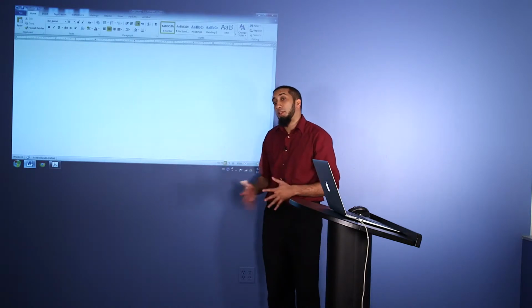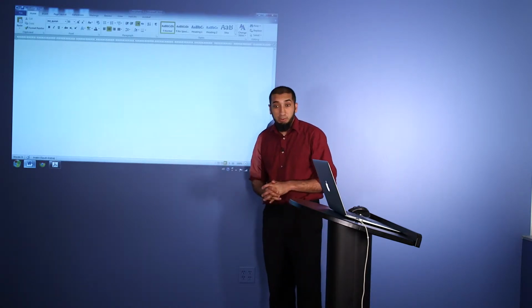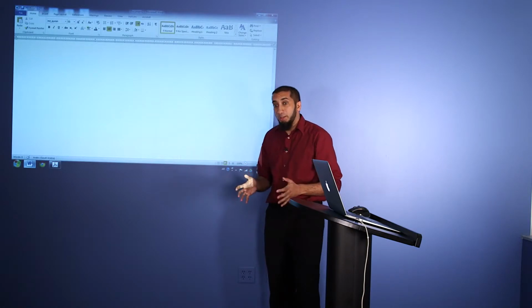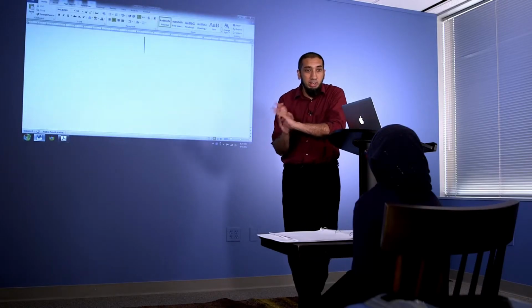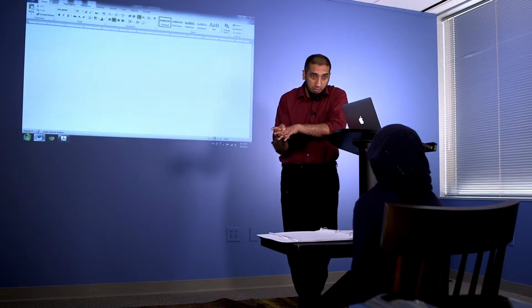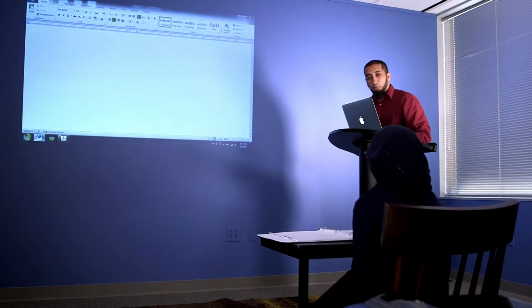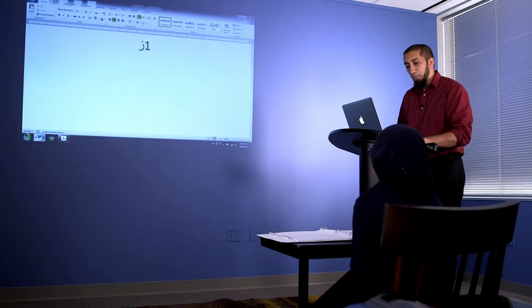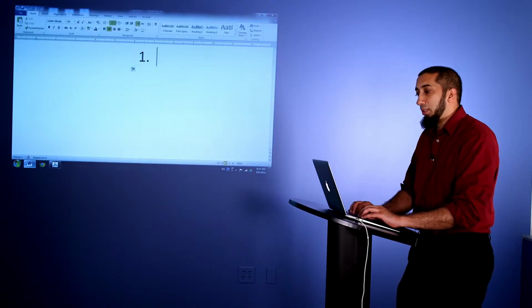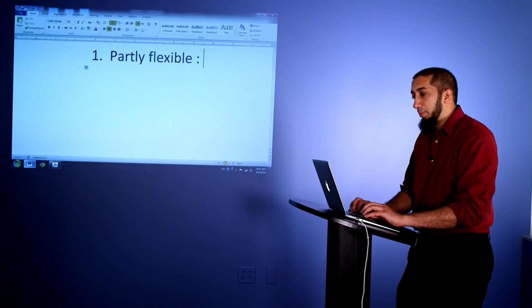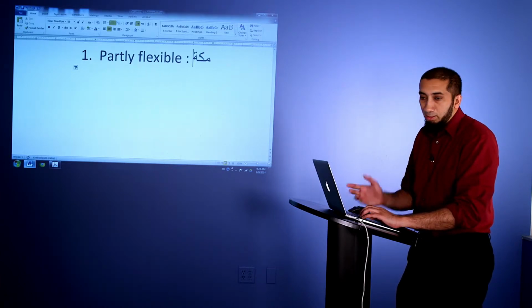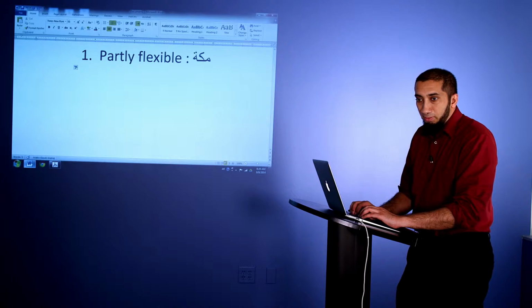Every time you come across an ism in the Quran that is light, you can only justify that for 4 reasons. There's only 4 possible explanations for why that guy is light. Now, I'm going to list all 4 reasons in order of what you're familiar with. The first reason is something is partly flexible. So if you see a word like Makkah, you know it's light because it's partly flexible, right?